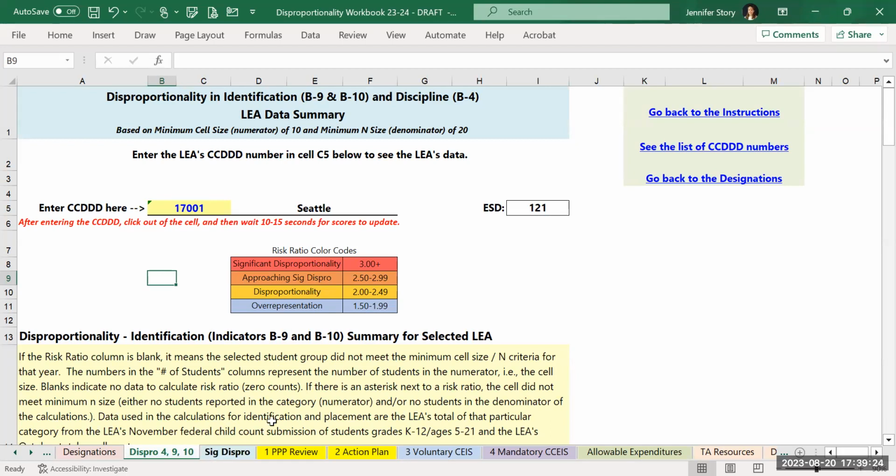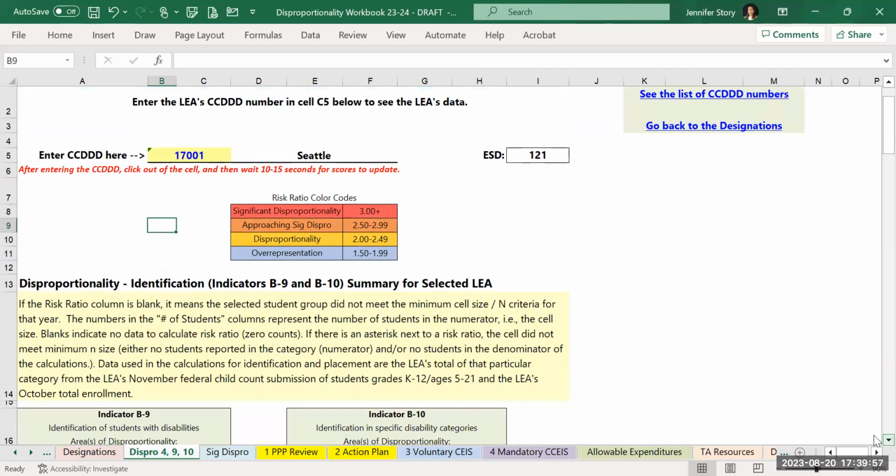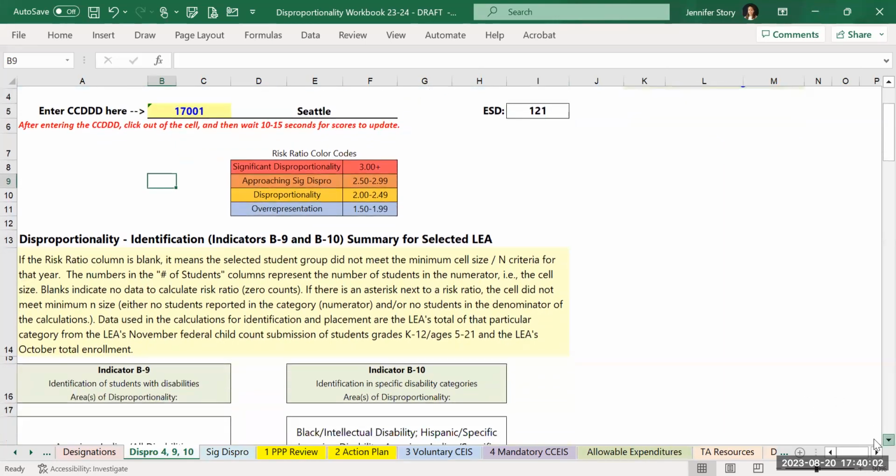So on both of these sheets, there will be color coding. So red is something you really want to be watching for. Anything that is red has met the definition, has met the threshold of significant disproportionality, which is a risk ratio of 3.0 or higher. Anything that is orange or yellow has met our definition of disproportionality, but has not yet reached significant. And anything that is blue is overrepresentation that has not yet met the threshold for disproportionality or significant disproportionality. So there's a little bit of information here about what you're going to see on this sheet.